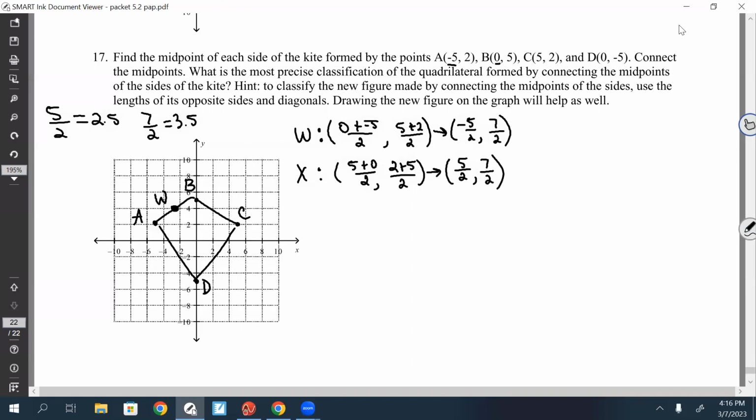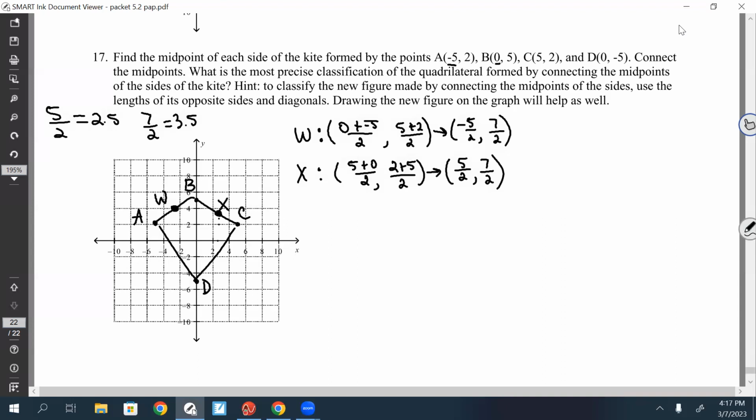And if you are struggling with the calculations on this, you can type each fraction individually into the calculator, and that will take care of it for you. So there's point X, (5/2, 7/2). So here's 2, and then we go 1/2, and then we go up 2, and then 3.5. So right there. So there's point X.